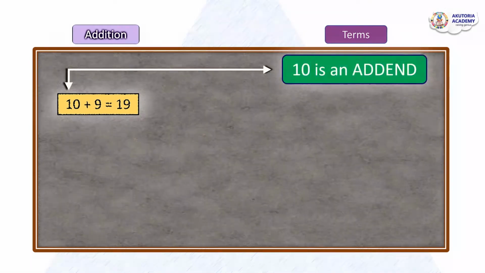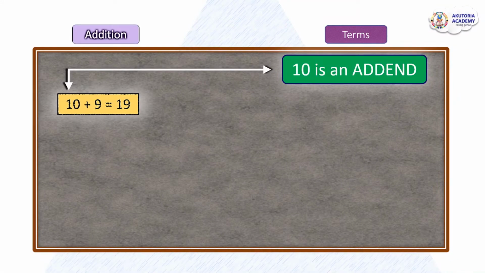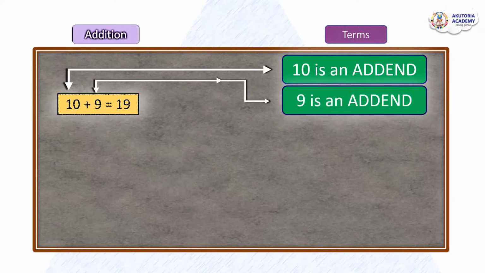10 is called an addend. An addend is a number that is being added to another number. So 10 is an addend. What about 9? 9 is also an addend. 9 is being added to 10, so 9 is an addend, just like 10.